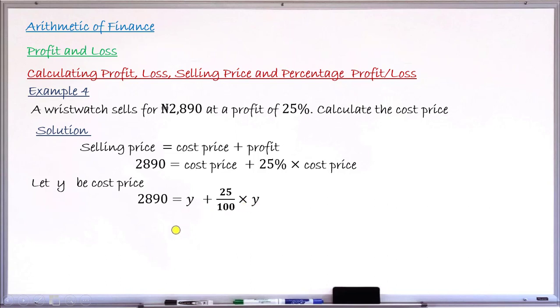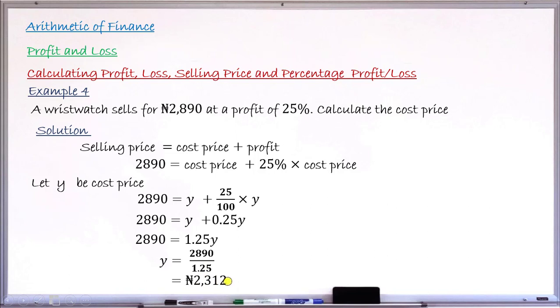So let us move. Simplifying the right hand side, 25 over 100 gives you 0.25 times y. So you have 0.25y. Collecting like terms, y plus 0.25y gives you 1.25y. And you now divide both sides by 1.25. That will give you y. So y would now be equal to 2,890 divided by 1.25. And this division, if done correctly, will give you y as 2,312 naira. So this is the real cost price of this wristwatch to the trader.